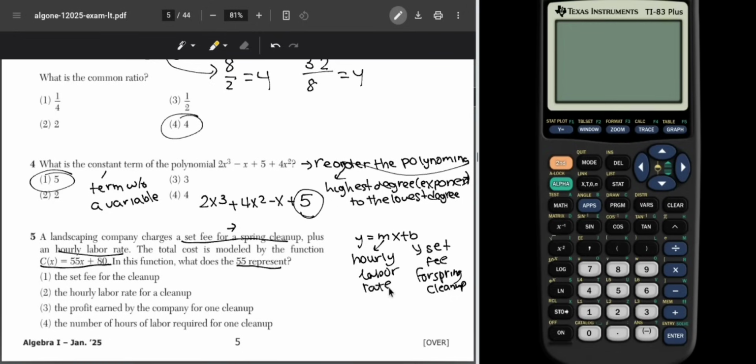Now I can look at my answer choices. I'm looking at my 55. So I know my 55 is attached to my x. And I know that my m is the hourly labor rate. And in this case, my m is 55. So I know that my 55 is the hourly labor rate, which is answer choice number 2.